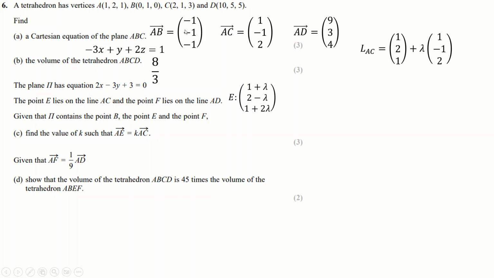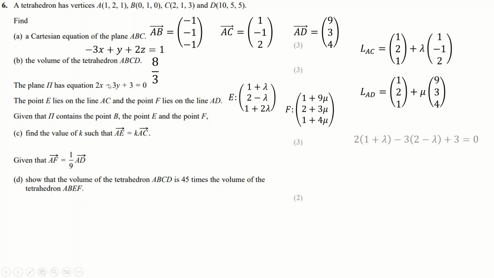Like F lies on AD. AD is just going to be A plus mu maybe amounts of this vector, and I can define F in exactly the same way. Now E is on this plane here. So if E's x coordinate is this, its y coordinate is that, and its z coordinate is that, I can just shove those three things into here. In fact, there's no z to put in, but I can put the other two into here, and I can solve for lambda, and I get lambda as a fifth. So therefore, I can know exactly where E is. I just put lambda as a fifth, or 0.2, into here, and I get E as that.